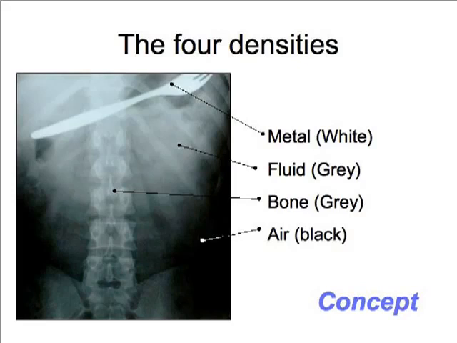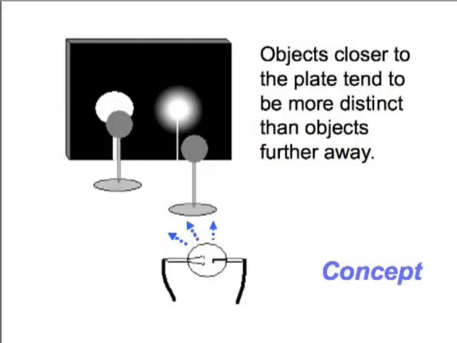And here are the four densities: metal, fluid, bone. The plate is of course black, where nothing blocked the x-rays from hitting the plate. Another concept that you should know is that items closer to the plate tend to be more distinct than items that are further away. With the basic concepts out of the way, let's talk about a couple of common presentations or positions for the chest x-ray.